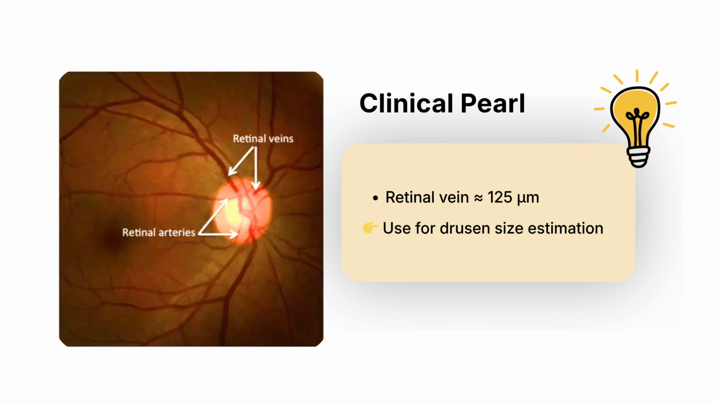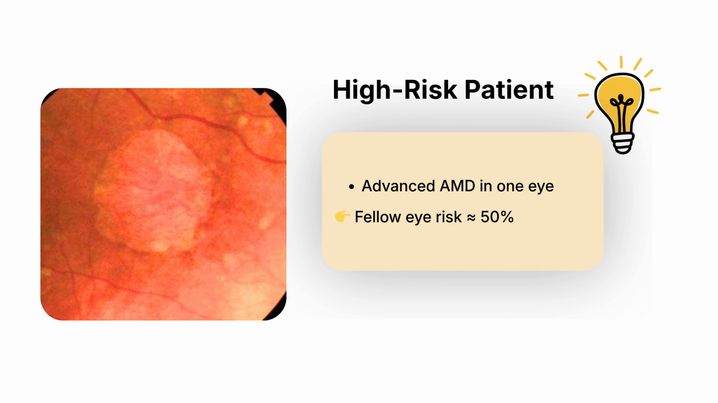One practical point over here, if you are trying to estimate drusen size clinically, just compare it to a retinal vein at the disc margin. That's roughly 125 microns. And one very important clinical takeaway over here would be that if a patient already has advanced AMD in one eye, the risk of developing advanced disease in the fellow eye is pretty high, around 50% over time. So these are the patients where we really need to be proactive.